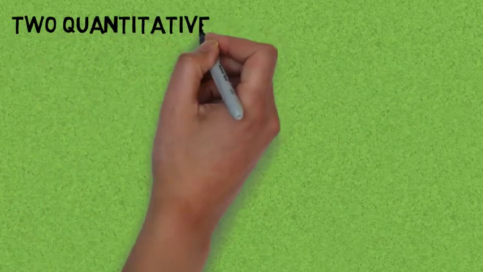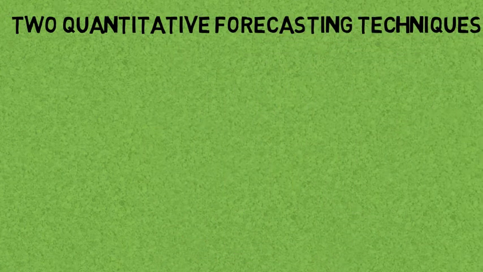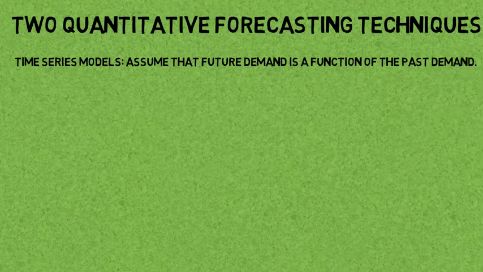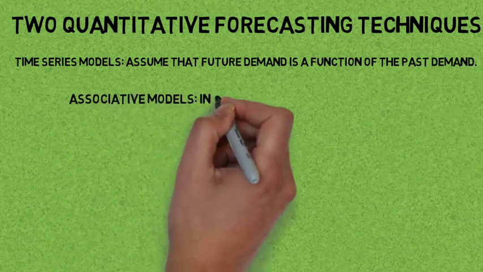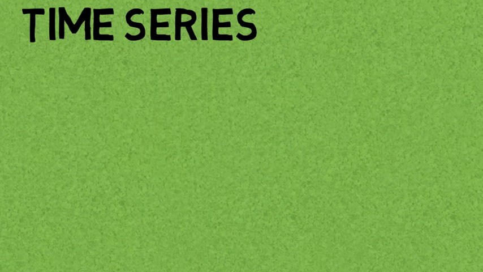In this class, we will also discuss 2 quantitative forecasting techniques, including time series and associative models. Time series models assume that the future demand is a function of the past demand. Associative models incorporate variables or factors that influence the forecasts of the future. First, let's discuss time series. Recall that time series models assume that future demand is a function of the past, so we see basic patterns. There are several of these patterns that we'll discuss now.